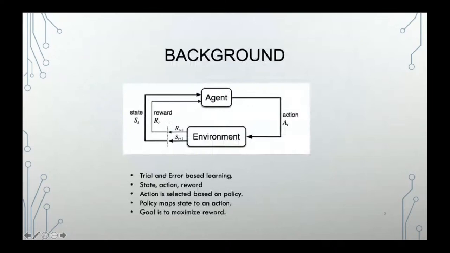Reinforcement learning is another type of learning besides unsupervised and supervised learning. It's trial and error-based learning. Here, we have an agent and an environment, and our agent interacts with the environment by taking actions and gets states and rewards in response to those actions. Actions of the agent are selected based on the policy, which is just a function that maps the state to a certain action, and our agent's goal is to maximize its own reward.